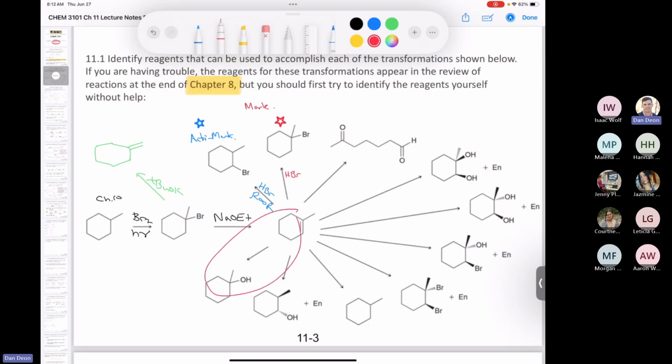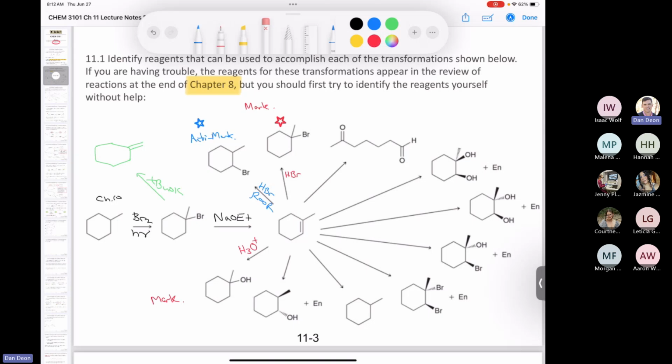This next one, is this a Markovnikov or an anti-Markovnikov addition of water? Could anybody tell me? We're adding water across the double bond, but would it be Markovnikov or anti-Markovnikov? Exactly. Thanks, Isaac. Yep, this is a Markovnikov addition of water across the double bond, and so we're just going to use H3O plus. Now, there's no rearrangement to worry about here, okay? After you form the carbocation, it's tertiary, it's not going to rearrange.